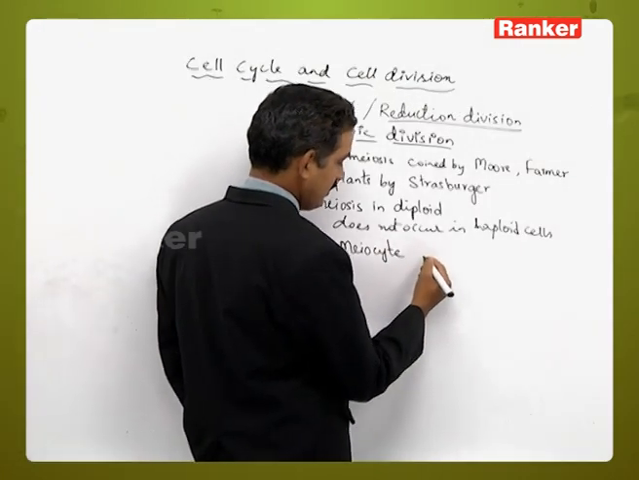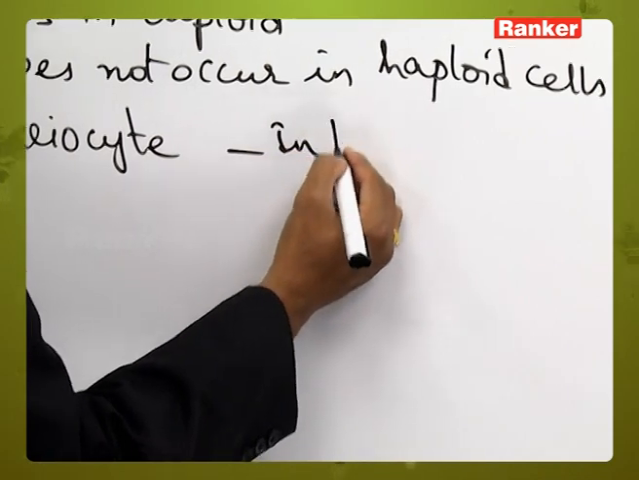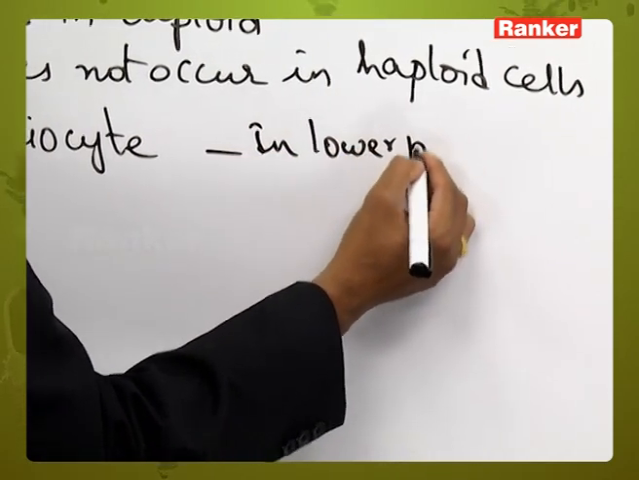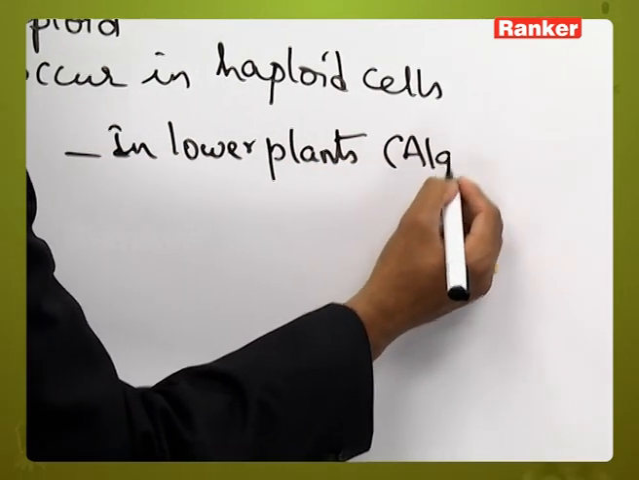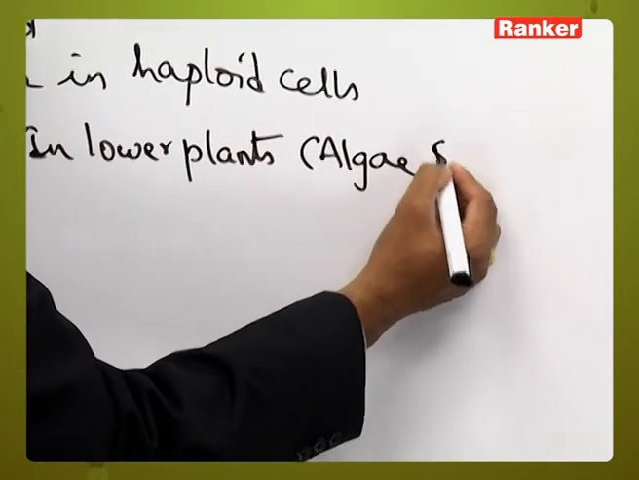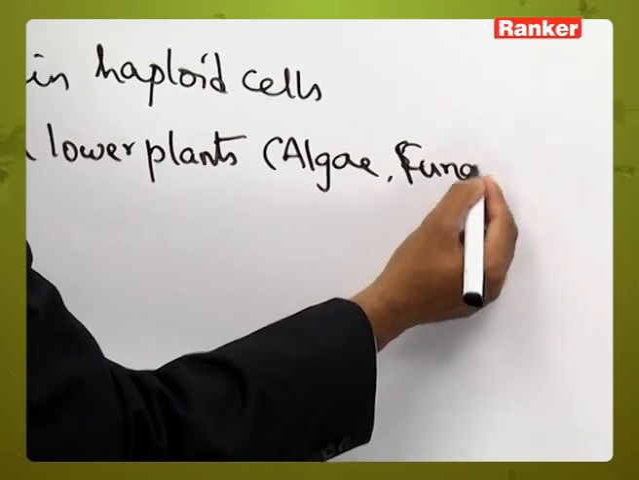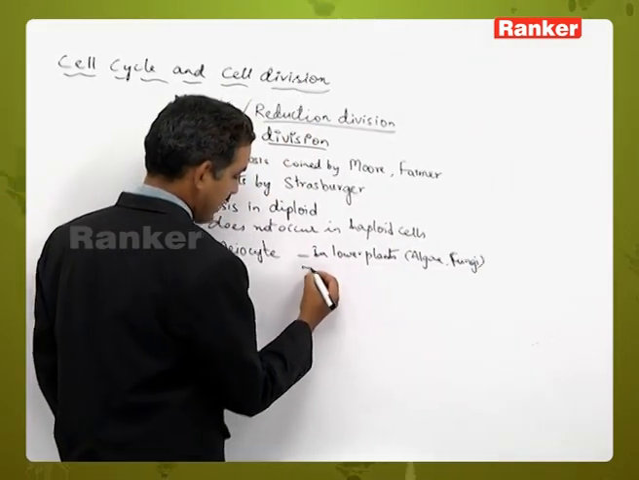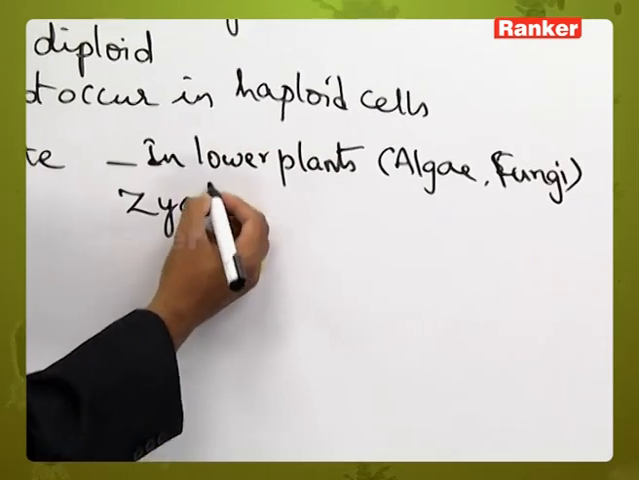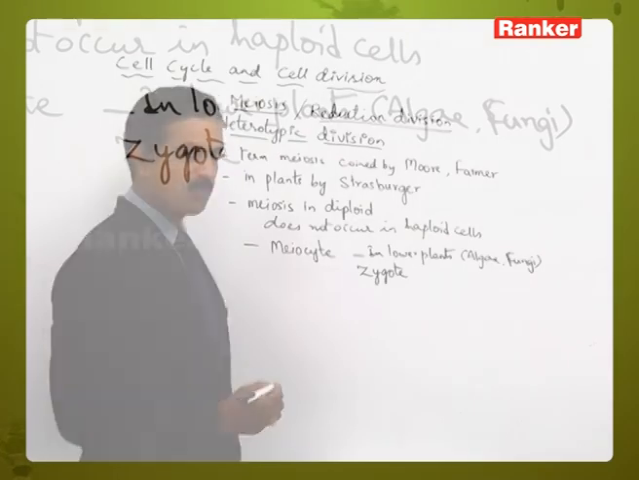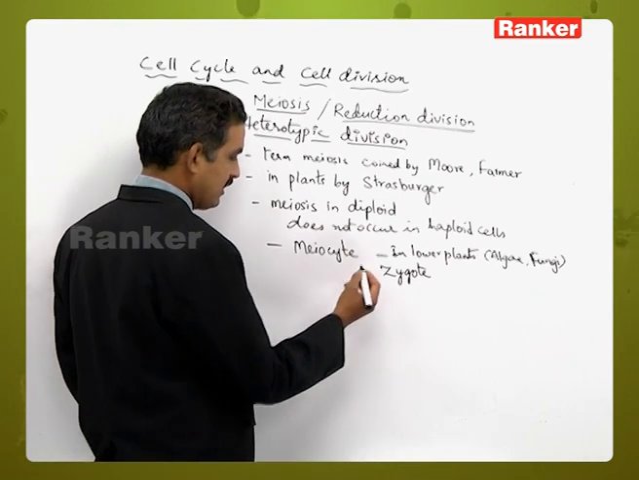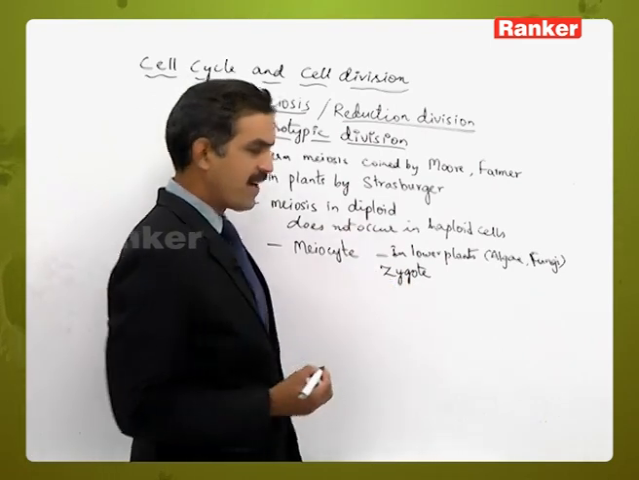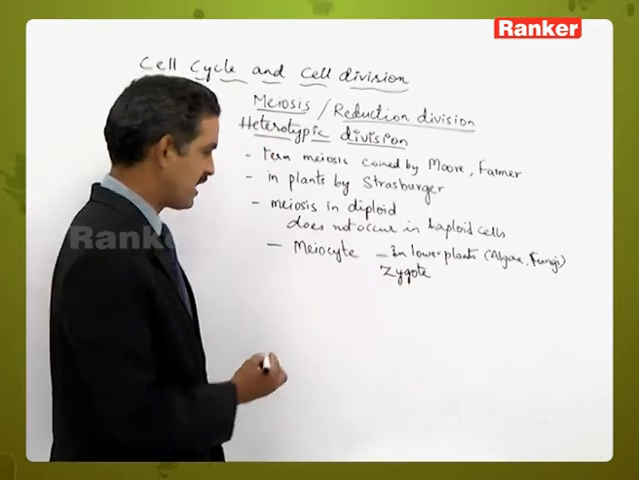And generally in lower plants, like in algae and in some fungi, the zygote is a meiocyte because the zygote will undergo meiosis, so we call it a meiocyte. And in the bryophytes also, the same type of character can be observed.